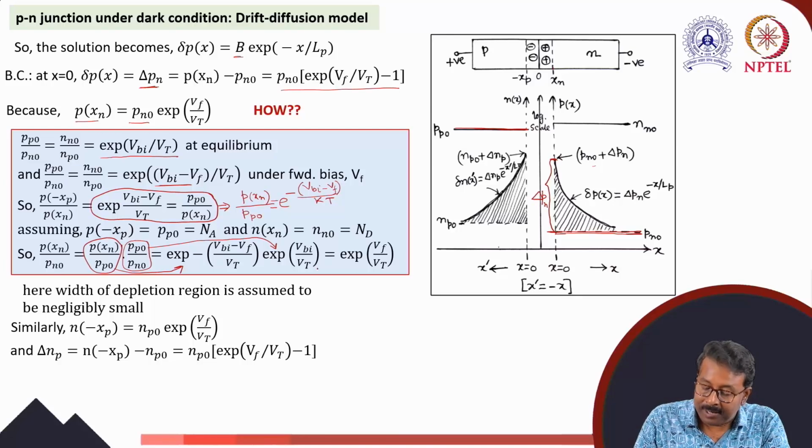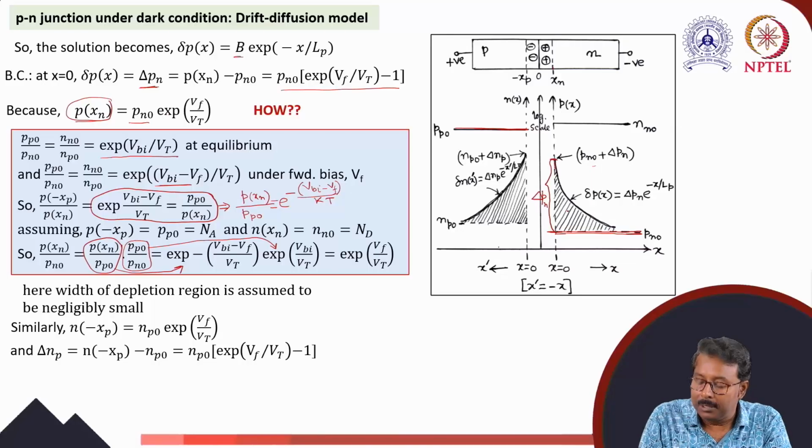Or for remembering, you can remember in this way that this excess minority holes here is related to the Pn0 value into exponential some extra value Vf by Vt. That means this extra injection is due to forward bias. Again you repeat this Pxn, or here also P at xn value, that is excess minority holes at xn, is equal to equilibrium minority on that same side into exponential Vf by Vt. This amount is increased. So the plus value indicates Pxn is more than Pn0.